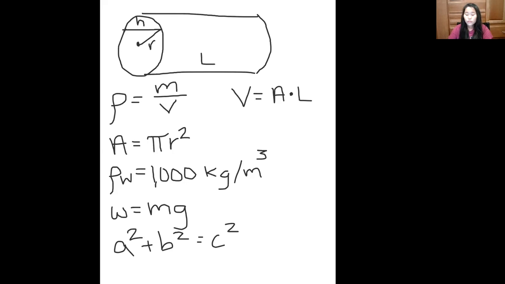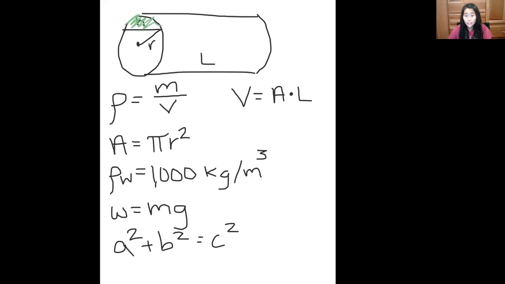In this video, we're going to derive an expression for the density of a perfectly cylindrical wooden log of radius r floating in water on its side that extends a maximum distance of h above the water level. Here's a diagram to better understand the problem.